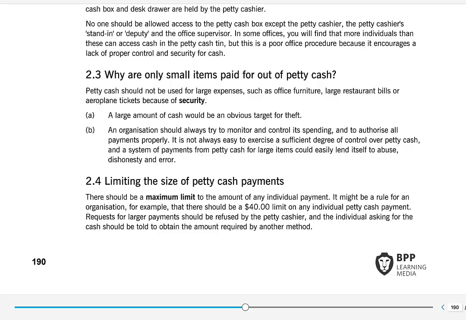Important warning for students. Never try to break one big payment into two smaller petty cash payments. That is wrong. It is done to escape the limit and it damages the control system.